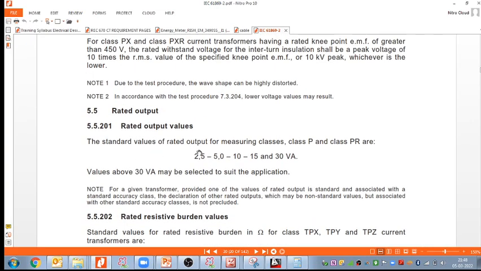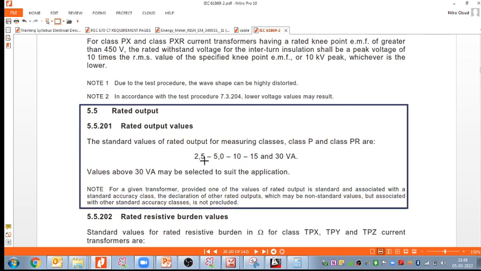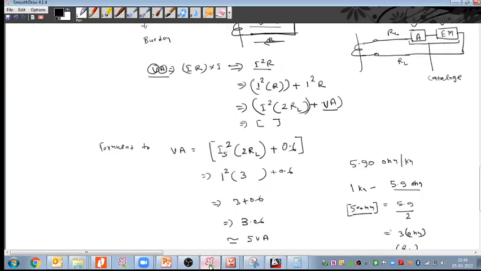The standard values of rated output for measuring classes, class P and class PR, are this one: 2.5, then 5, then 10, then 15, then 30. So the 5 VA we can take. 7 VA, 8 VA not allowed, 10 VA is available. So 5 or 10 or 15, 30 VA, this is the standard value. Out of that we can select. So my calculation is 3.6, so I am going to the 5 VA. I hope this is clear to everyone.